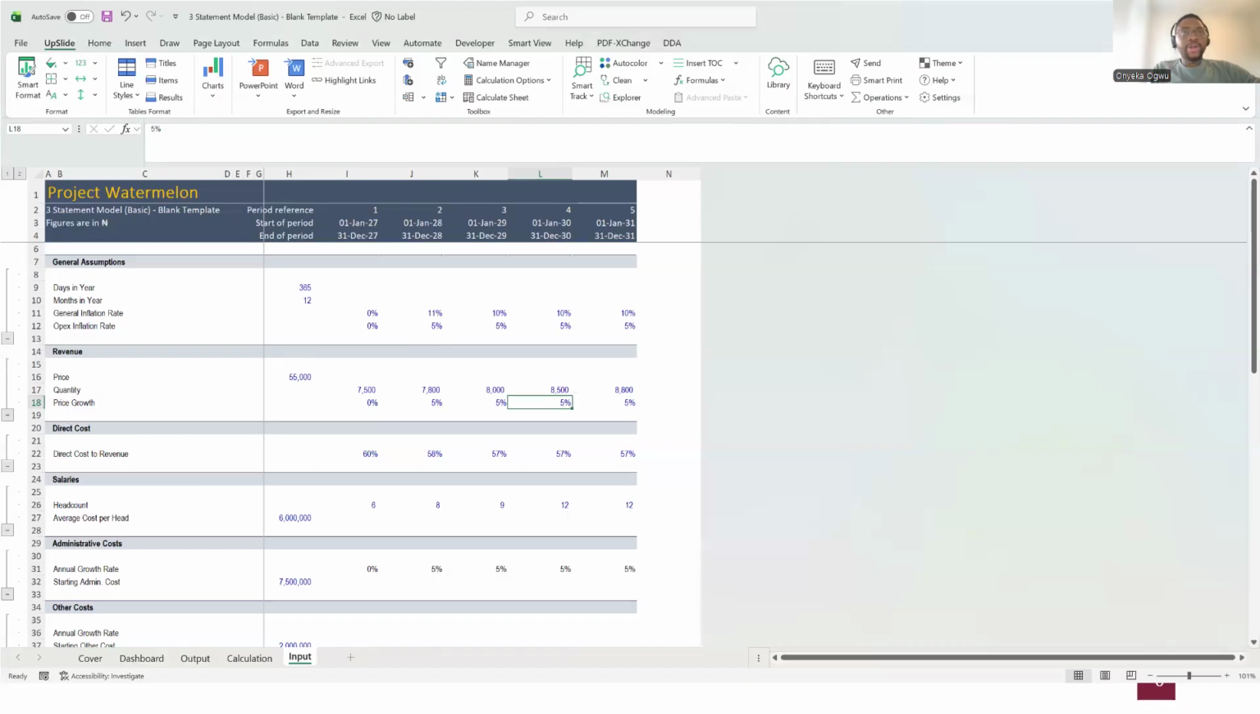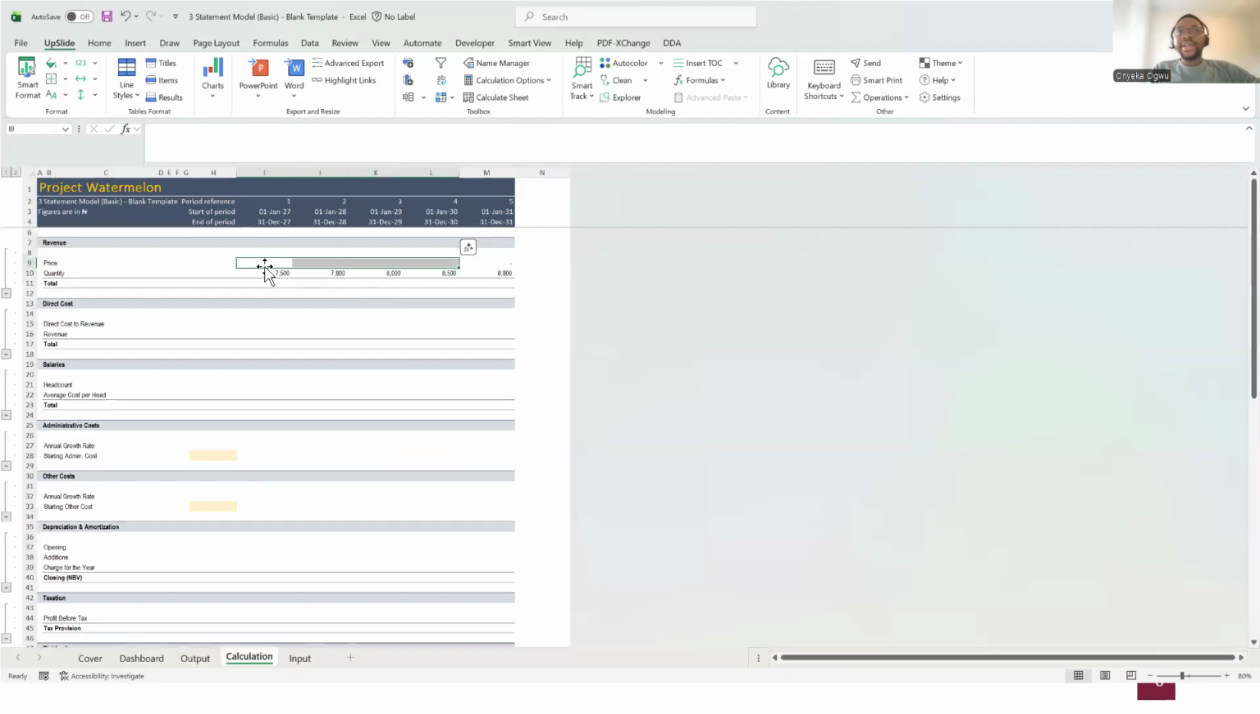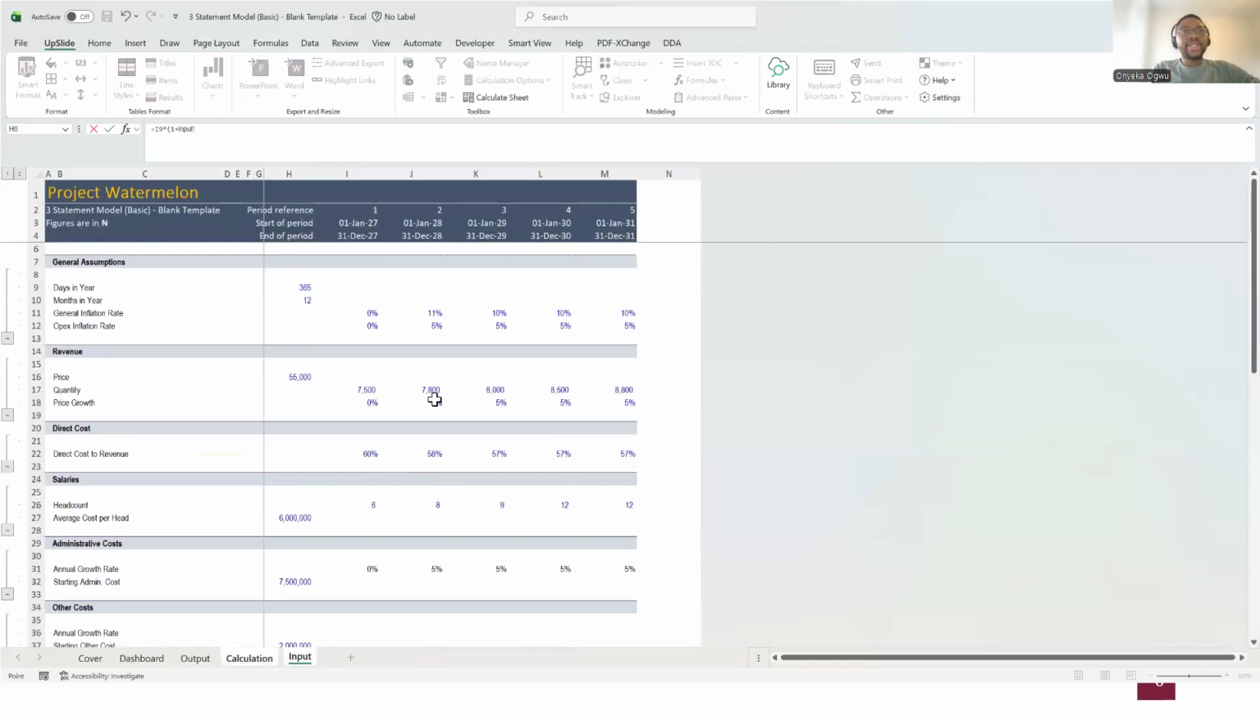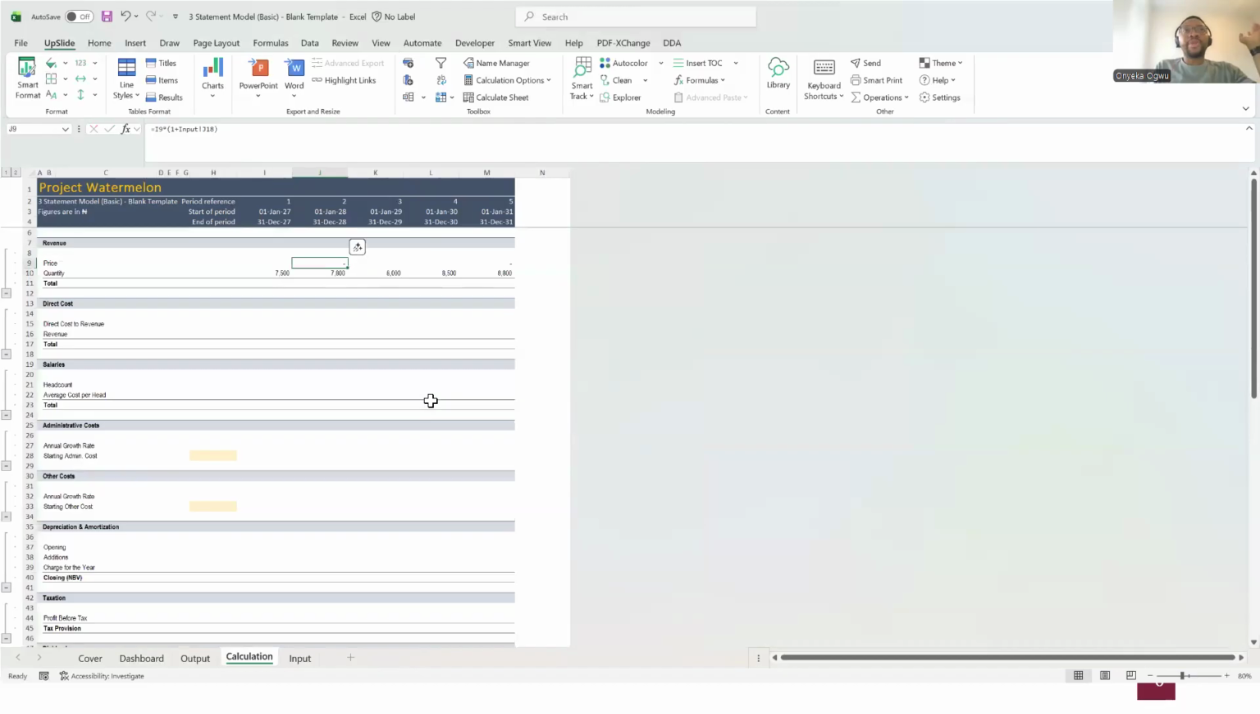Okay, so let's go to calculation now. For every year, we want the previous price. Let me do year two first. For year two, what we want is year one price multiplied by 1 plus year 2 growth rate. This is what we want. Do you understand? Are we together? Yeah. So that is what we want, and we bring it up here.